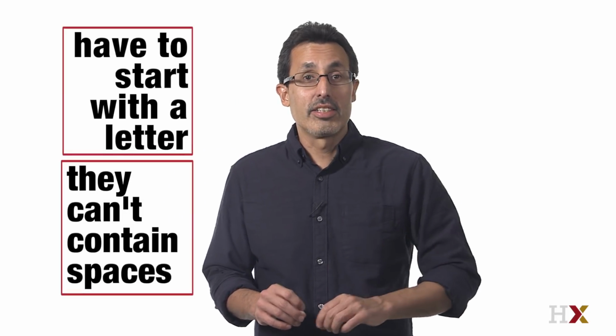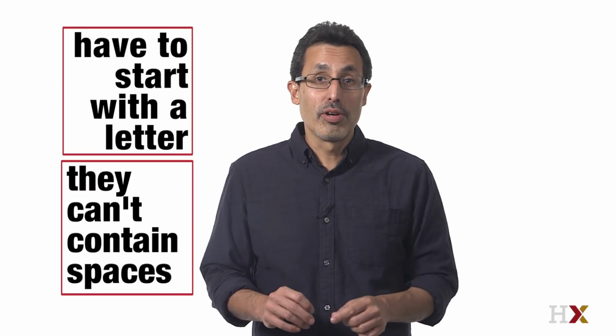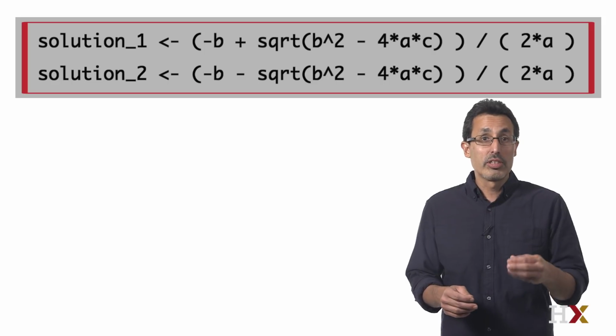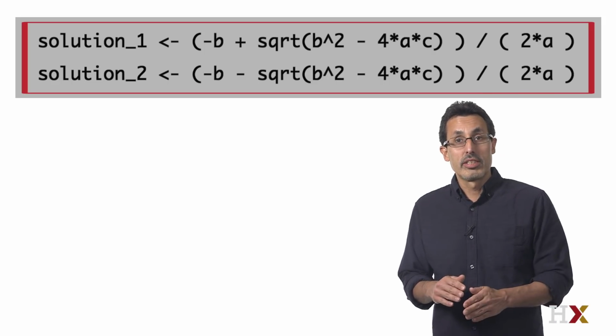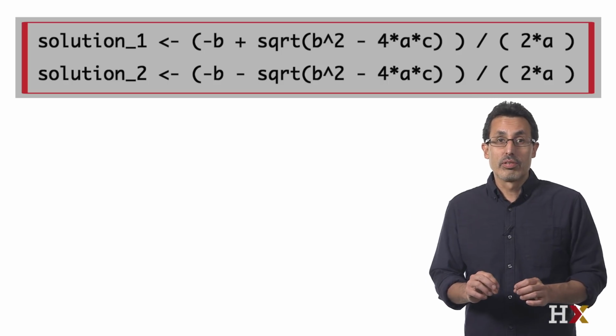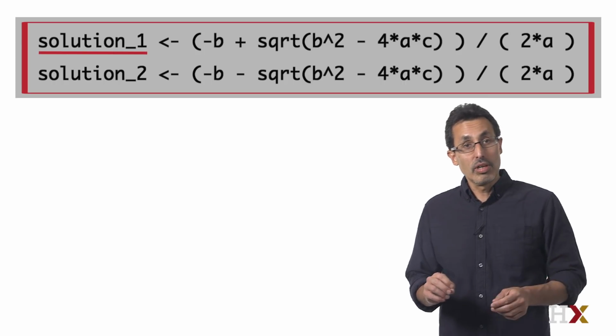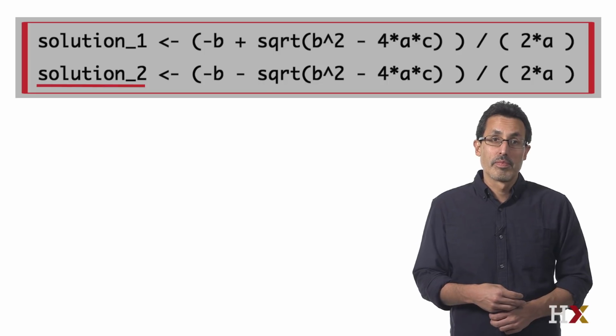Now, there are some rules in R. Some basic rules are that names have to start with a letter and they can't contain spaces. You also want to avoid using variable names of objects that are already defined in R, because that will cause a lot of confusion. For example, don't define a variable and call it install.packages, because that's already a function in R. A nice convention to follow is to use meaningful words that describe what is stored, stick to lowercase, and instead of spaces, use underscores. So for example, for the two solutions in the quadratic formula, we can use the names solution_1 and solution_2.